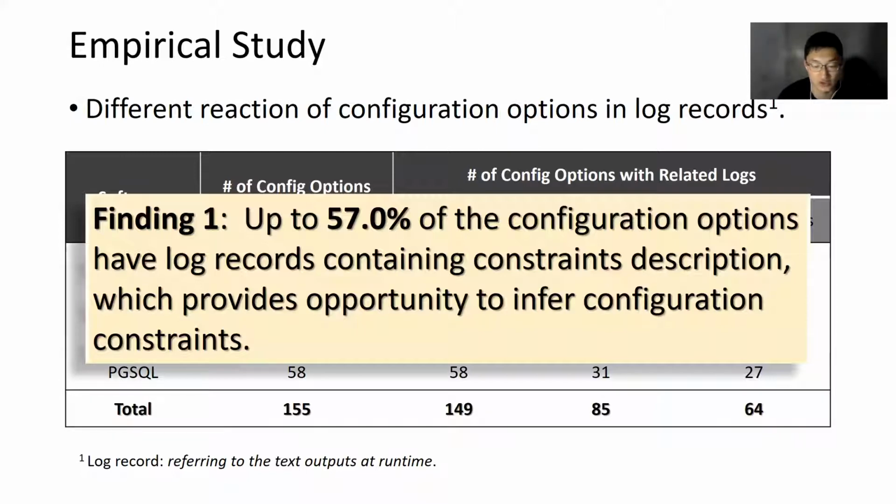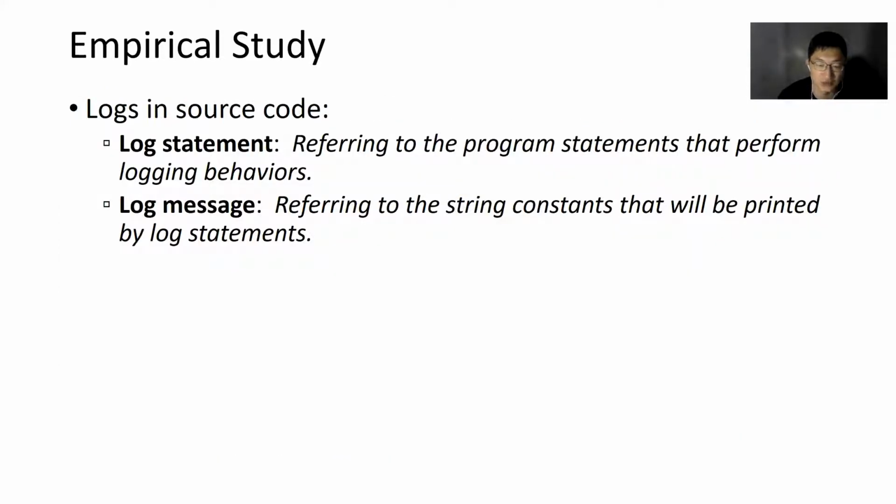However, it is challenging to trigger all the log records in practice. Thus, we took a further look at the logs in source code. We clarify 2 different concepts here. Log statement refers to the program statements that perform logging behaviors, and log message refers to the string constants that will be printed by log statements. Considering the difficulty in recognizing and analyzing log statements, we mainly focus on log messages in our research.